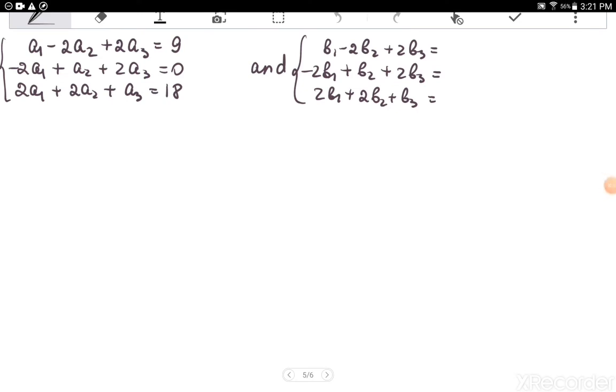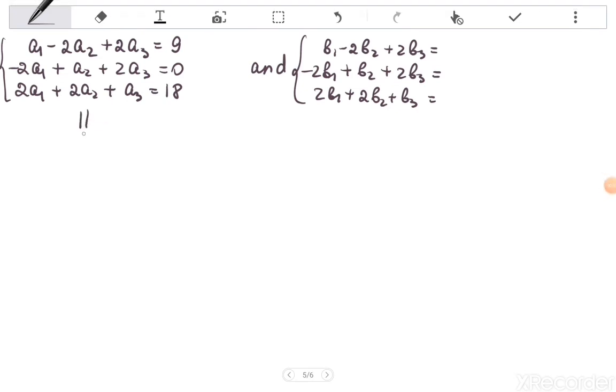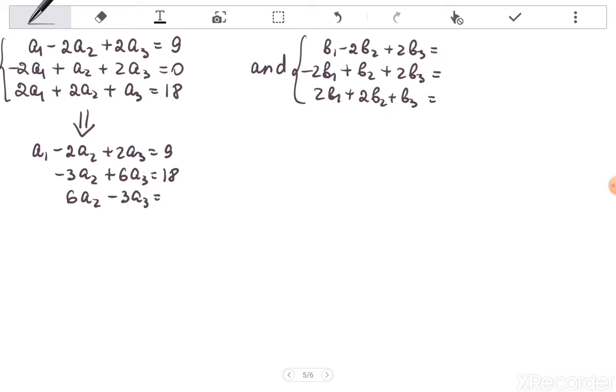So let's solve the systems, and of course we'll use the method of Gauss-Jordan elimination. For the first one, we just write the first equation. And how do we get rid of a1? Here we multiply by 2 and add, and we get minus 3a2, plus 6a3, and 18. Then we multiply by minus 2 and add to the third equation, and we get 6a2, minus 3a3, and 0.